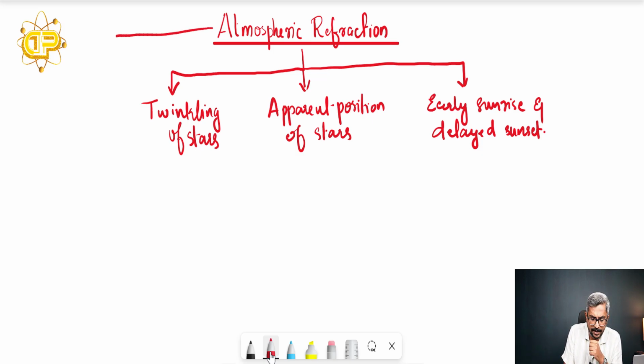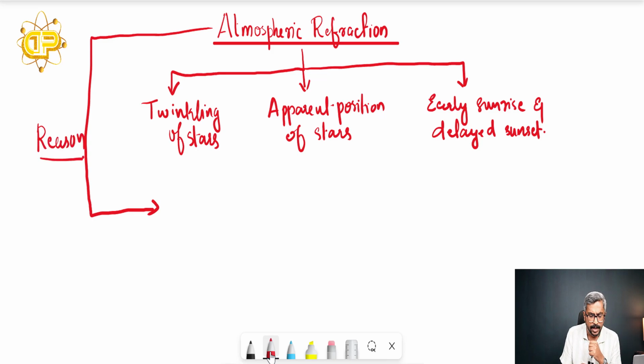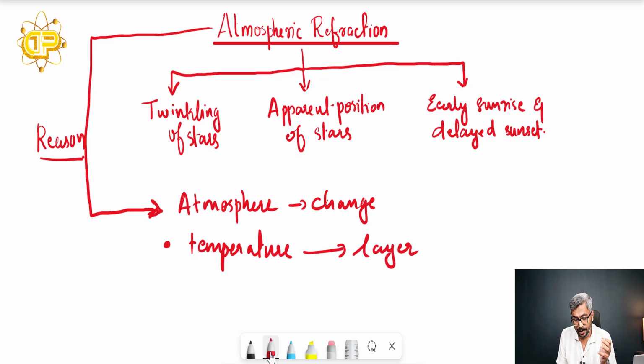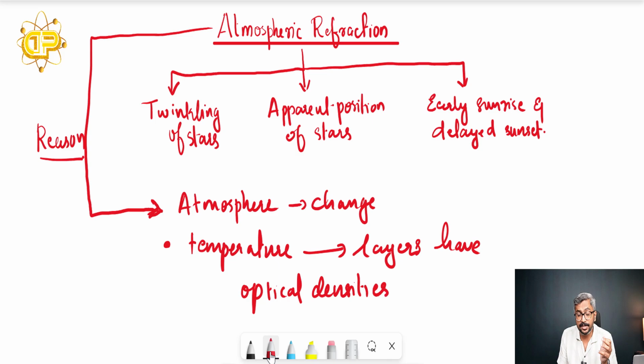What is the main reason for this atmospheric refraction? This is what we have to study first. Earth's atmosphere is completely filled with different small particles, dust particles, water droplets, and different things. As a result, our atmosphere is continuously changing. The temperature is also continuously changing according to different layers. As a result, different layers have different optical densities. This is the reason behind the changing atmosphere.